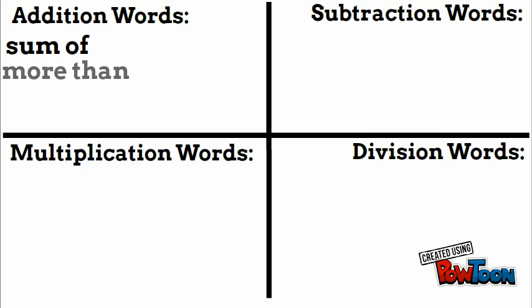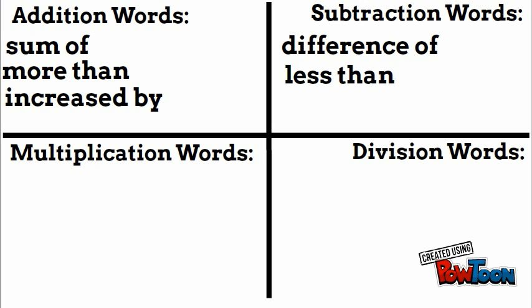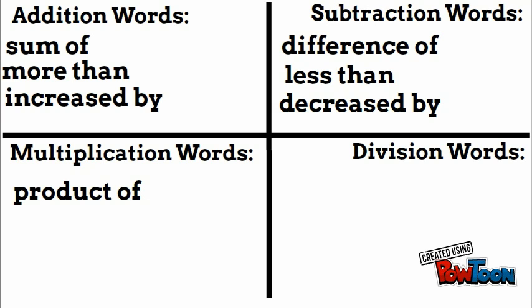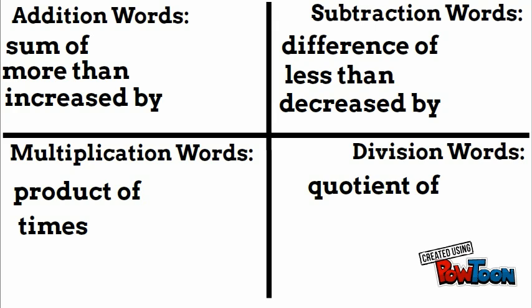So for addition, we have sum of, more than, or increase by. Subtraction, which we'll focus more on in the next one, we have difference of, less than, or decrease by. And for multiplication, some of our most common keywords, we've got product of, or times. Alright, and then division, the most common phrase you'll see would be quotient.